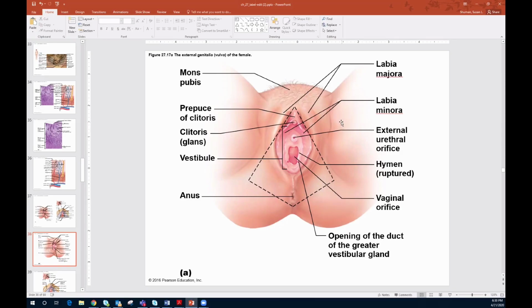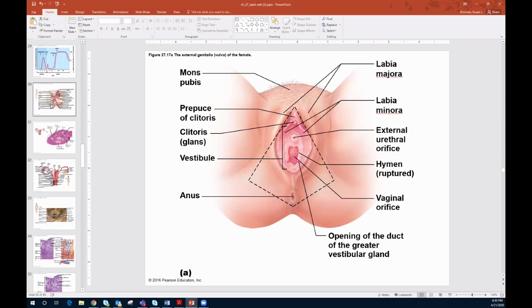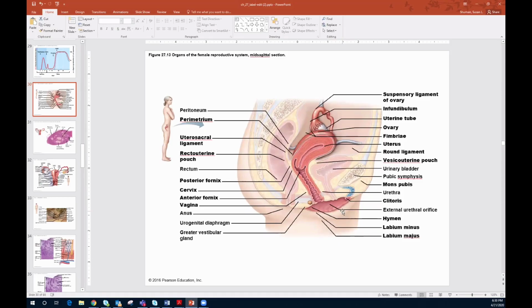So here we go. Watch this. So here's what I'm going to do. I'm going to go over to that first picture here. Okay. So watch. Here we go. So we've got the greater vestibular or Bartholin's glands. So we've already got our bulbourethral glands, right? So they're ready to secrete.